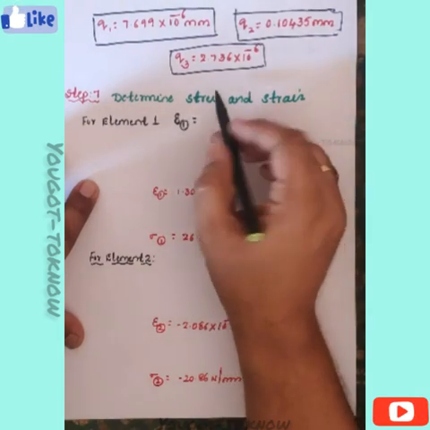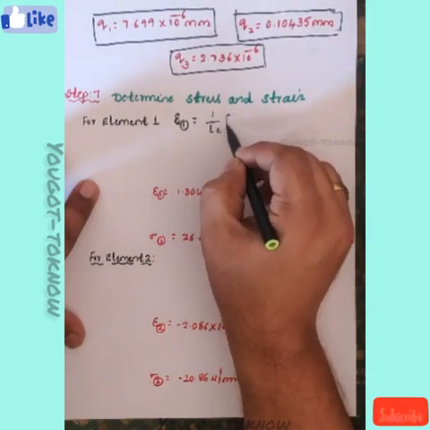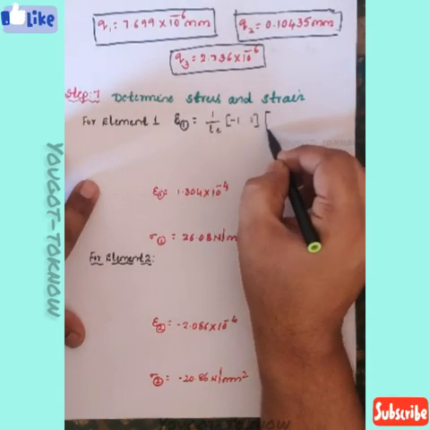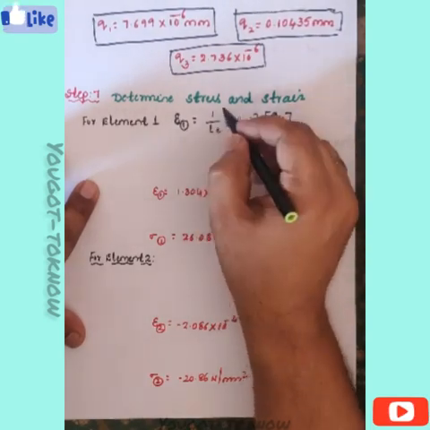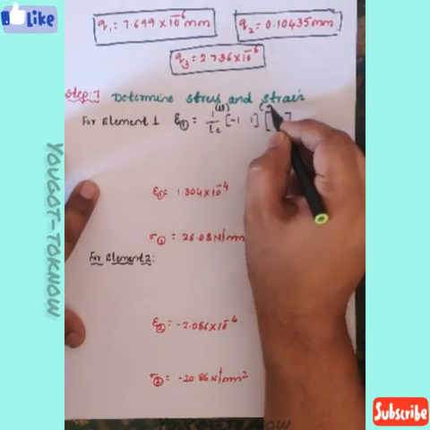Epsilon 1 is equal to 1 by LE [−1 1] into Q1 Q2. Directly I write down what this is: this is nothing but BQ. This is nothing but B. This is nothing but Q.